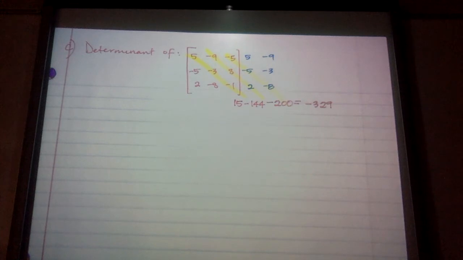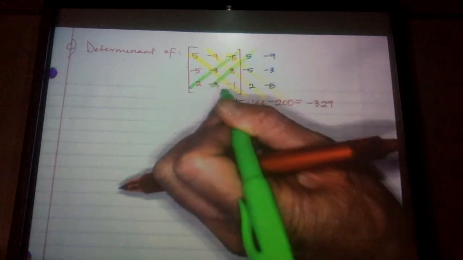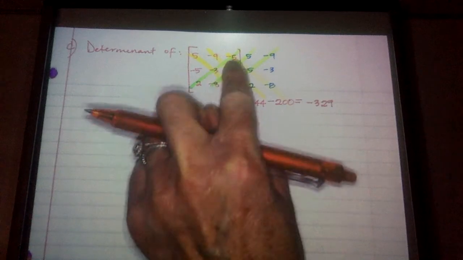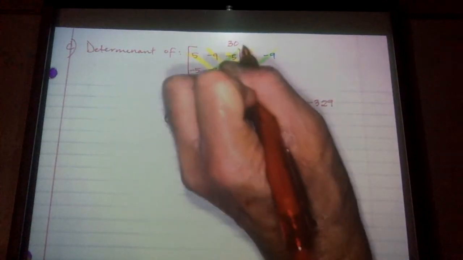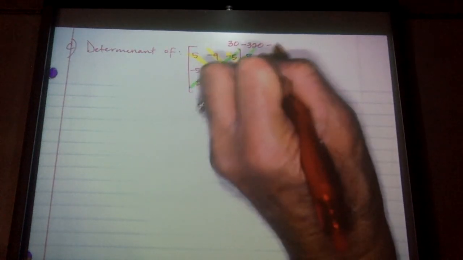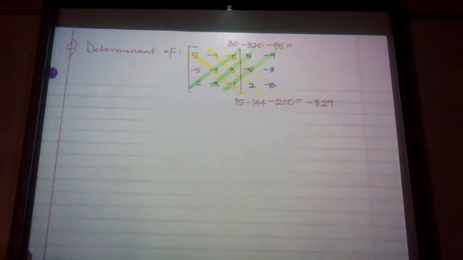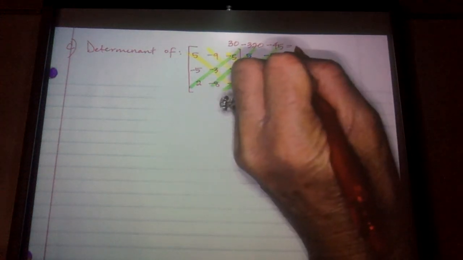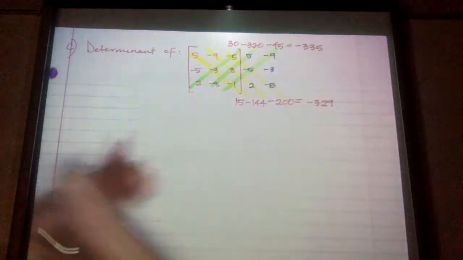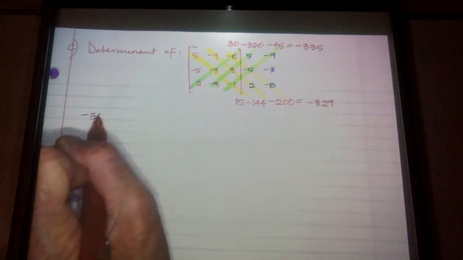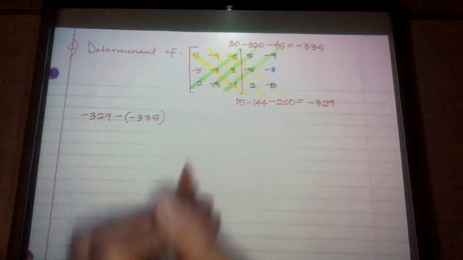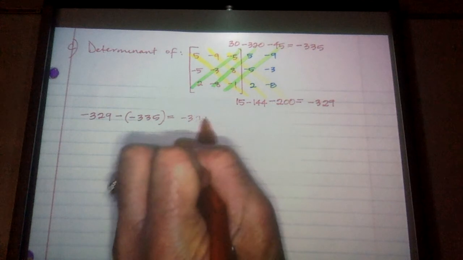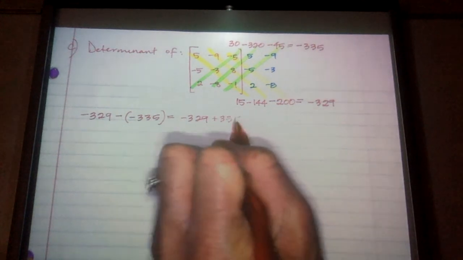Right? Next diagonals. 2 times negative 3 times negative 5 should be positive 30. The next diagonal should be negative 320. And the final diagonal is minus 45. And if you find that sum, I found negative 335. Remember, it's the bottom number minus the top number. Those become a positive, so negative 329 plus 335 equals 6.